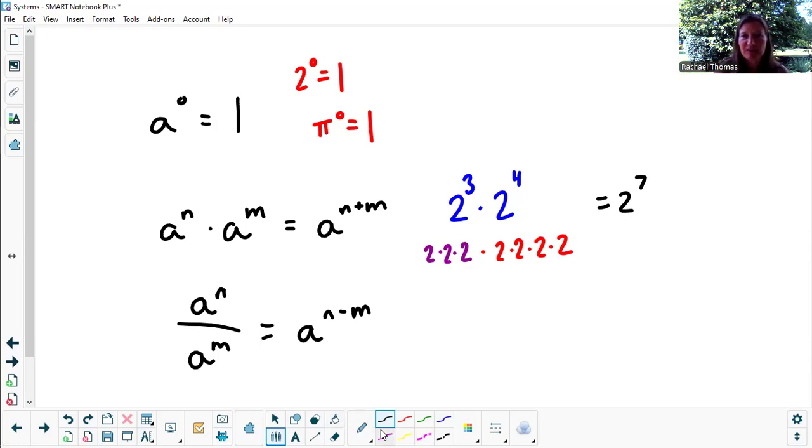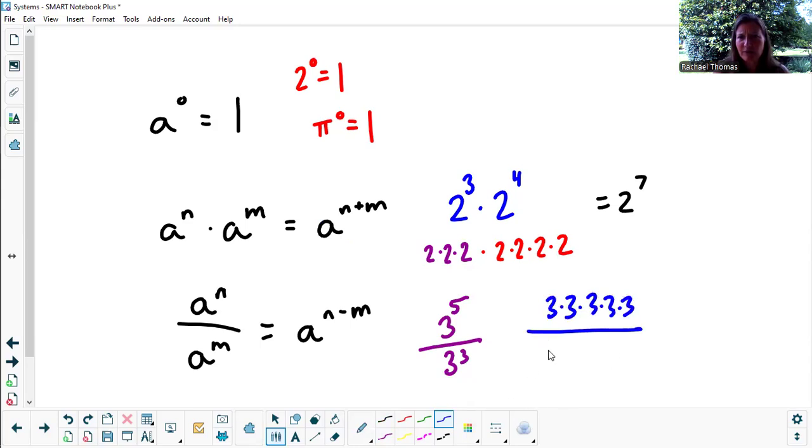And you'll probably see this really quickly in a very similar way. Let's say I had 3 to the fifth over 3 to the third. That means 5 3's divided by 3 3's. And now I can cancel them. And you notice that I only have 2 left on the top, and this would be like 3 to the 2. So that's why when I'm dividing expressions with the same base, I subtract their exponents.